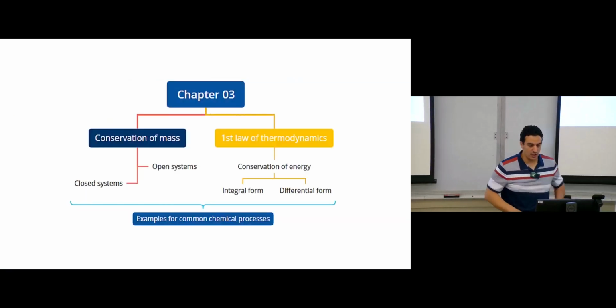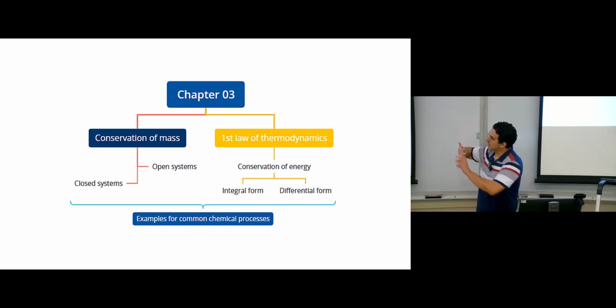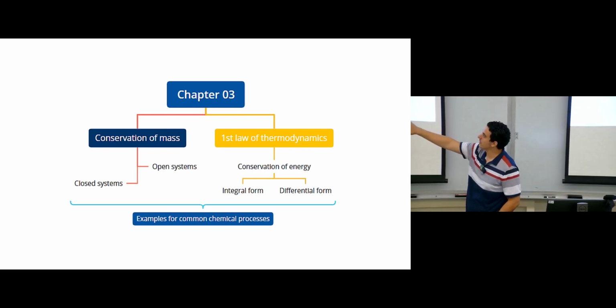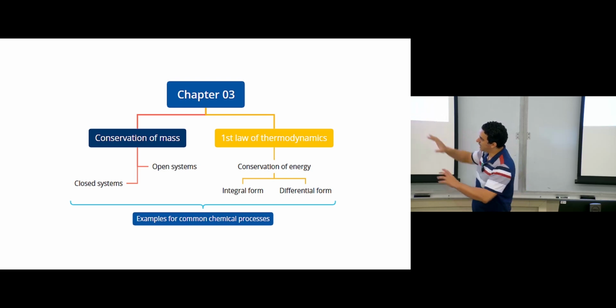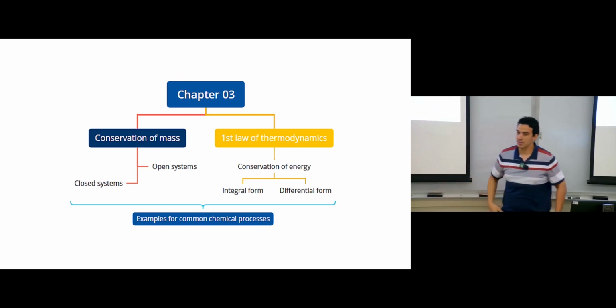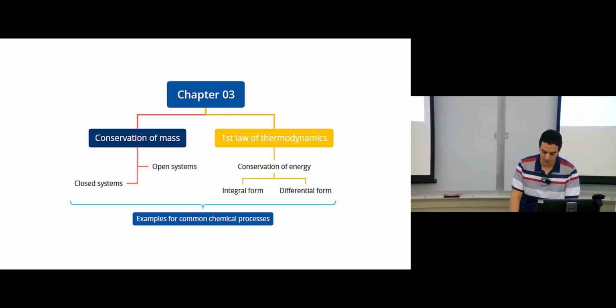So if you can imagine, this chapter is mainly 2 parts: conservation of mass for open and closed systems, and the first law of thermodynamics, which is conservation of energy, and we need to use both of them to analyze different chemical engineering processes.